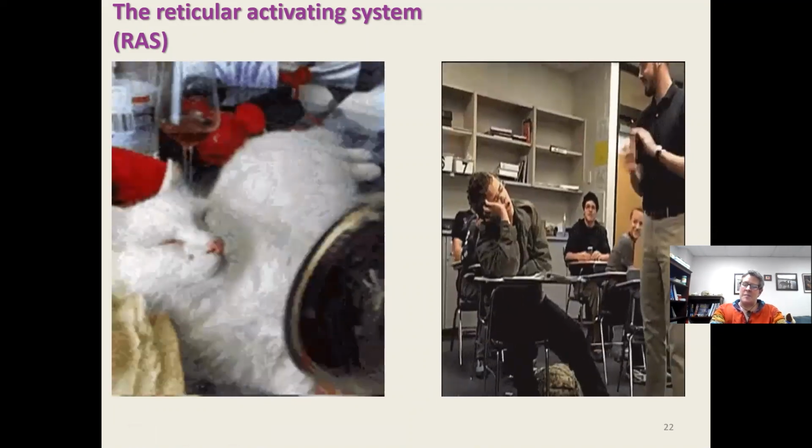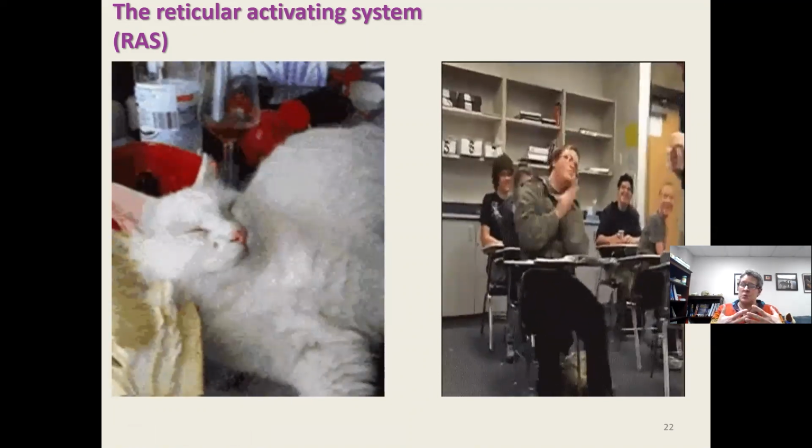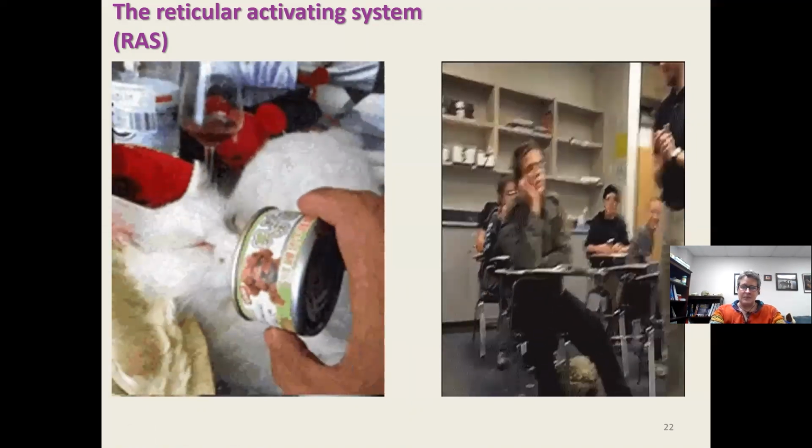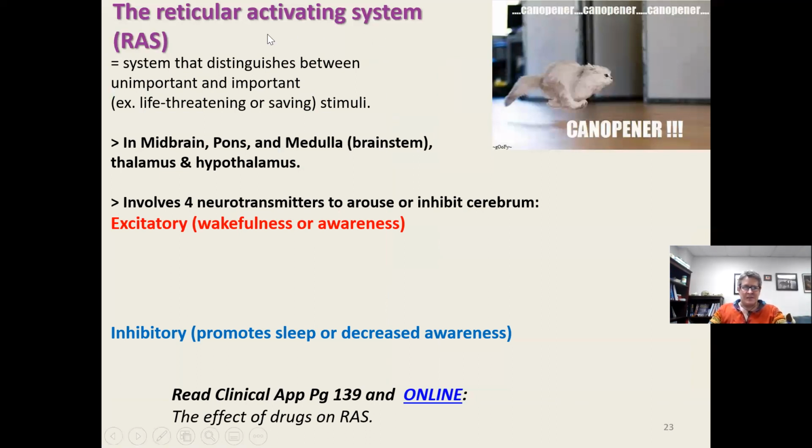Okay, now let's talk about neurotransmitters involved in this arousal or in the quieting down. So the reticular activating system is in the brainstem. It has 4 neurotransmitters involved. 3 of those are arousal neurotransmitters, and 1 is an inhibitory one. So acetylcholine in the brain is always stimulatory. People who have low acetylcholine in the brain often have Alzheimer's, okay? Low acetylcholine is associated with Alzheimer's because acetylcholine stimulates your brain's awareness.